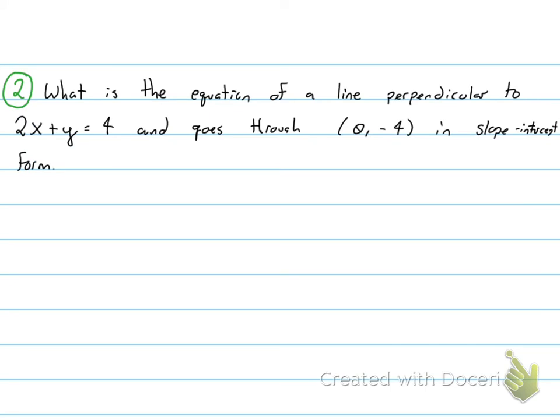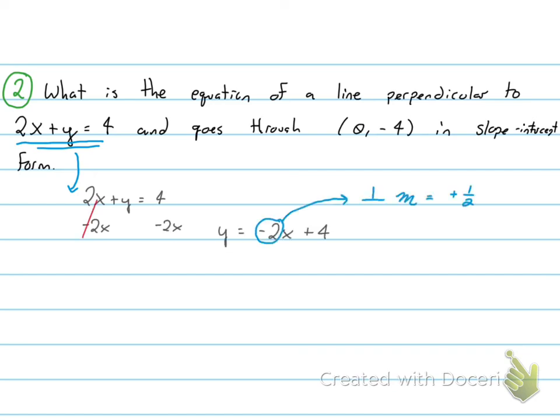In example number 2, what's the equation of a line perpendicular to 2x plus y equals 4 and goes through (0, -4) in slope-intercept form? In this equation, I need to maneuver it around a little bit to find my slope. Right now I'm in standard form, I want to be in slope-intercept form. All I've got to do is subtract the 2x on both sides. I see that my slope is -2, so the perpendicular slope would be +1/2. I also have a point of (0, -4), so I can go from there writing in point slope form.